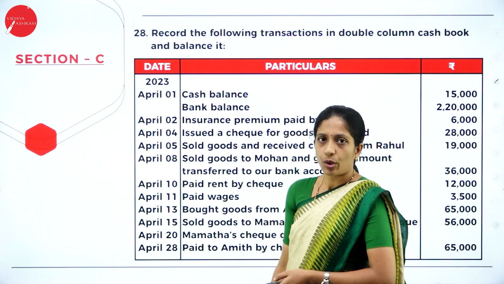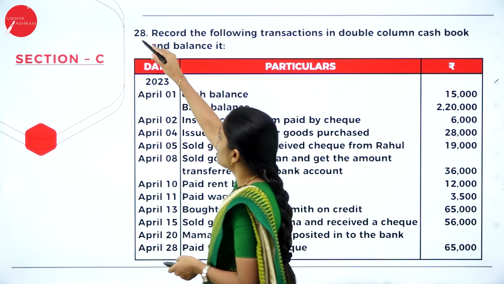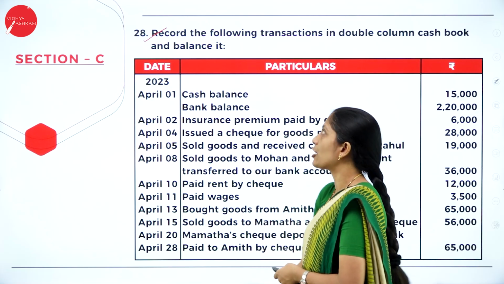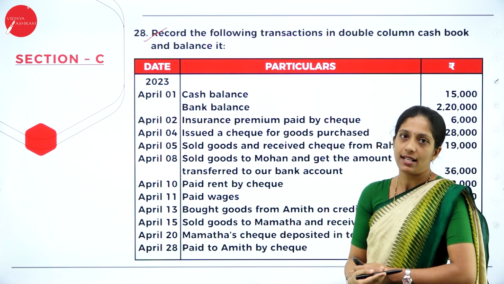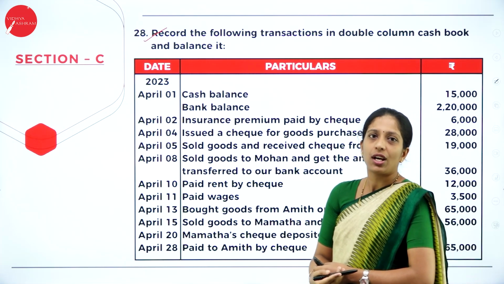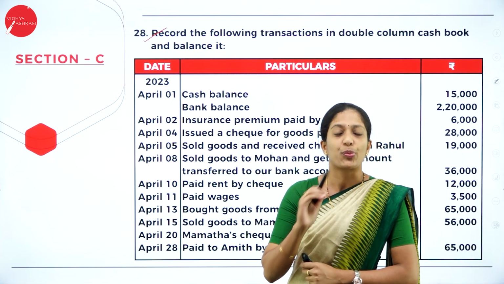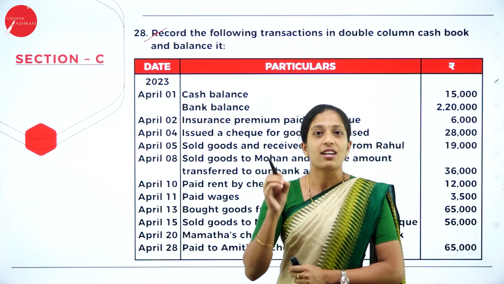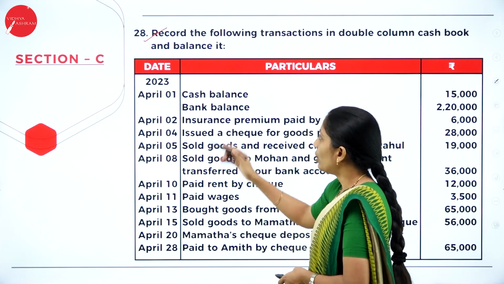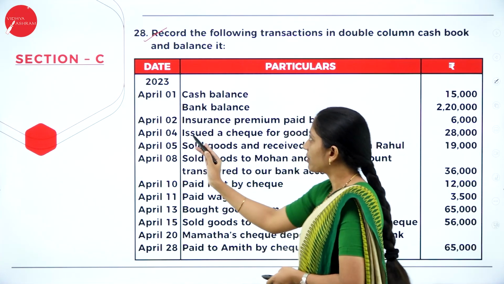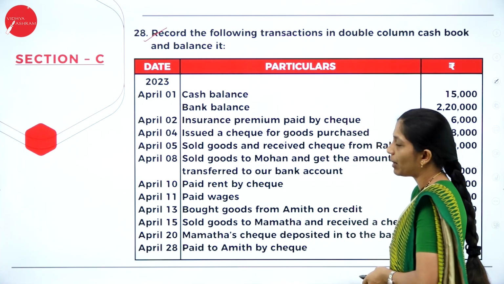Coming to the next question, that is the 28th one. This is a problem on double column cash book. Record the following transactions in double column cash book and balance it. When you know the journal entry properly, your double column is very easy. You just have to record the rough journal entry and immediately transfer. So we shall start the transactions. They have given the date, particulars and amount.